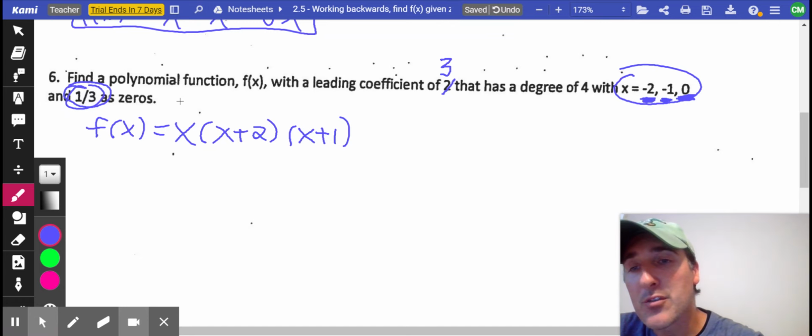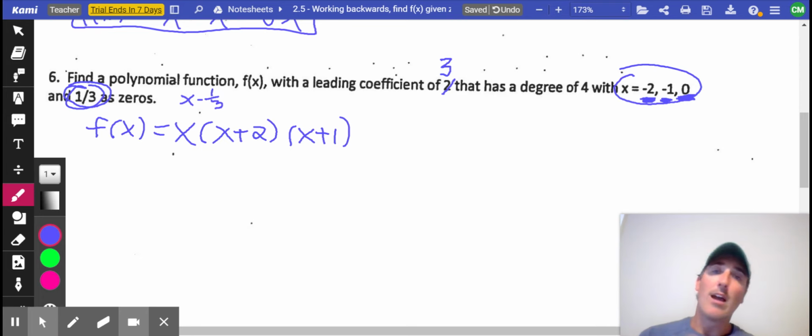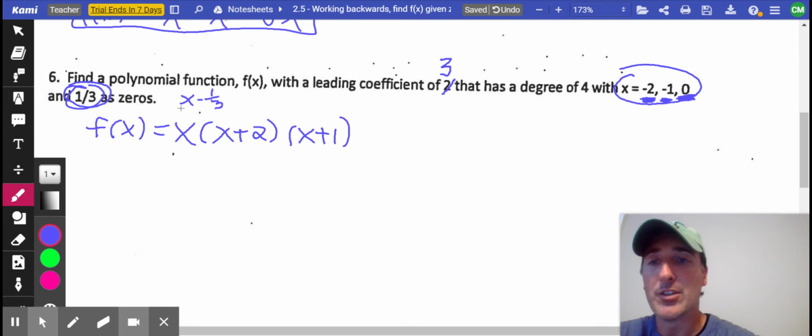Now, if I just straight up use the factor theorem, I would have x minus 1/3. But we do not want to FOIL out 1/3. It's going to make it a mess. And whenever we deal with polynomial functions, we never have fractions in it. We always have integers. So what we would do is I would just distribute 3, whatever the bottom number is to get rid of that fraction.